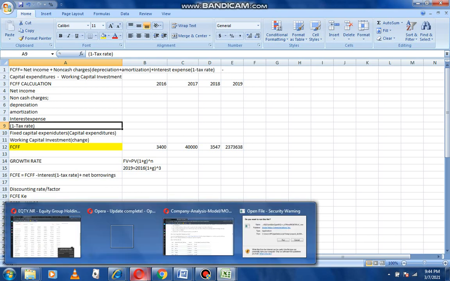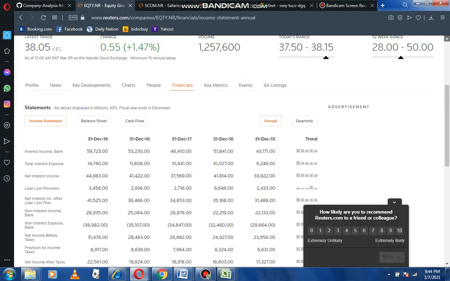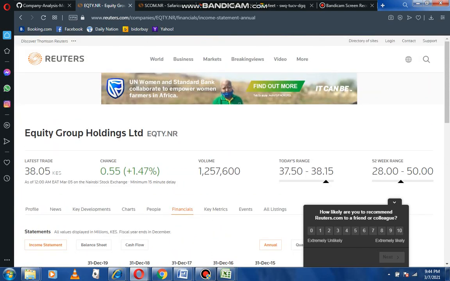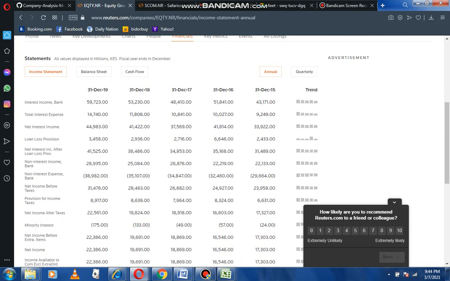You just go on Google and you search for this site, Reuters. I'll use Equity Group to explain because we are doing equity. When you're on Reuters, you come here to the financials. In financials, we have the income statement, the balance sheet, and the cash flow statements. Make sure you click annual because you want the annual data.